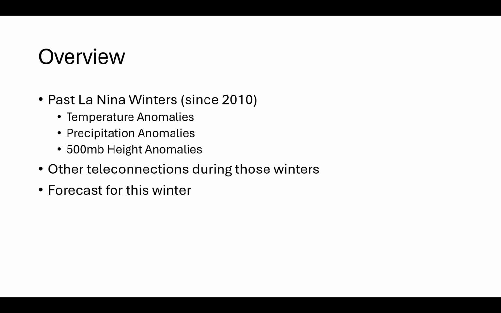We're going to examine, in each of the La Nina winters since 2010, the temperature anomalies, the precipitation anomalies, and I will also show you the 500 millibar height anomalies. And then in addition to just La Nina being established for the respective winters, we'll take a look at the other teleconnections during those specific winters, those teleconnections of note. And then at the very end of this training video, I will show you the NOAA forecast for this upcoming winter.